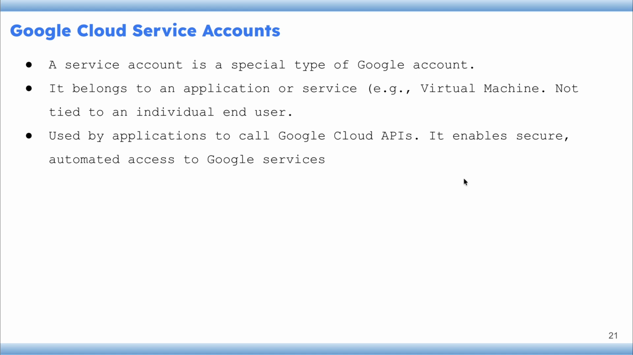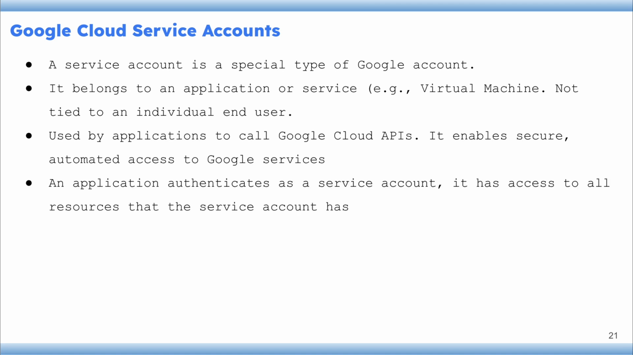The key point is that an application uses a service account to make authorized API calls, and when the application authenticates as a service account, it has access to all the resources that the service account has permissions to access. For instance, if a service account has access to create buckets and create datasets in BigQuery, by default all these things will be inherited by the respective application itself. So there are no end users involved directly.